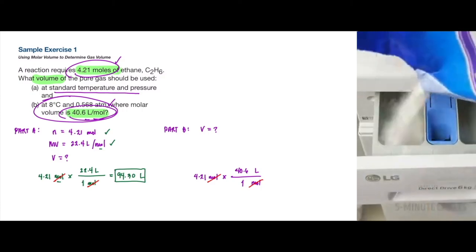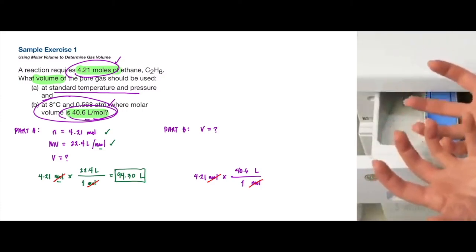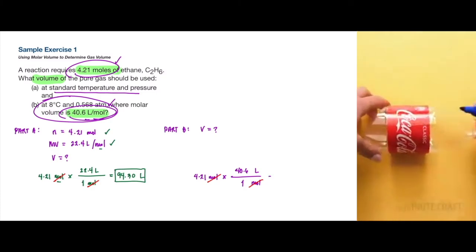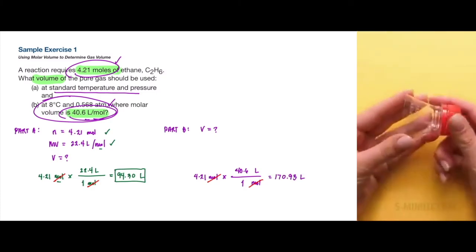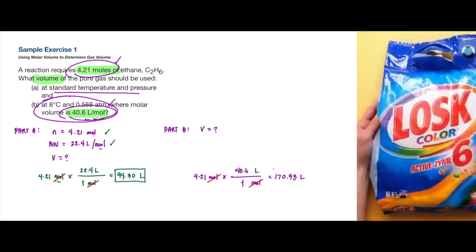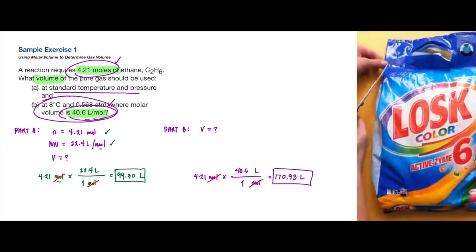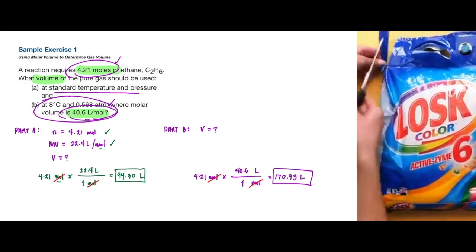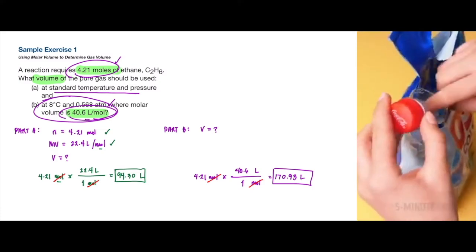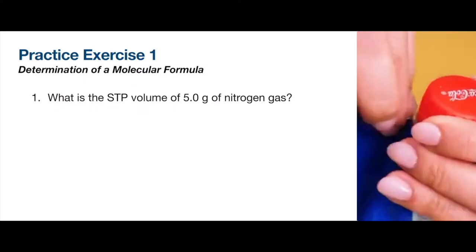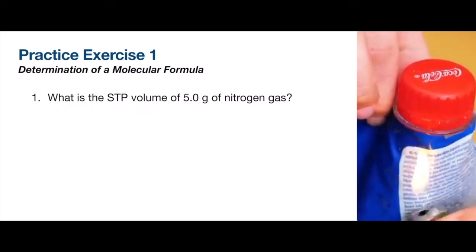So 4.21 times 40.6 divided by 1 is equal to 170.93 liters. Therefore, for conditions in letter B, the volume of pure gas needed for the reaction is 170.93 liters. Now, please pause the video to answer our practice exercise number 1.